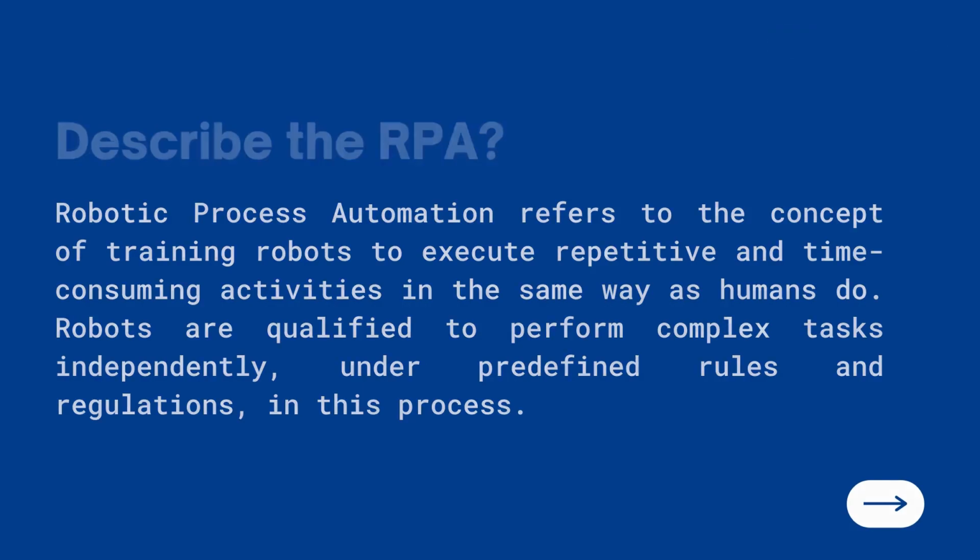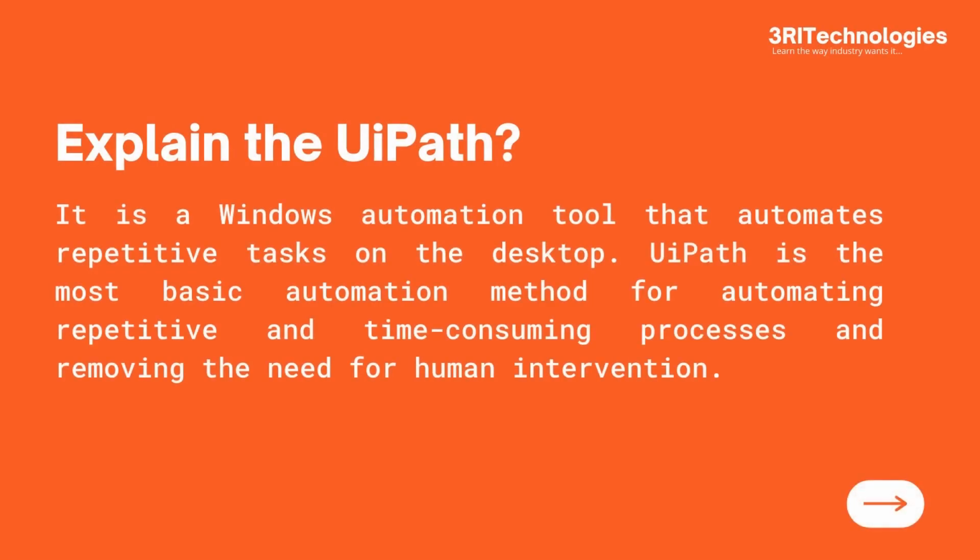In this process, explain the UiPath. It is a Windows automation tool that automates repetitive tasks on the desktop. UiPath is the most basic automation method for automating repetitive and time-consuming processes and removing the need for human intervention.